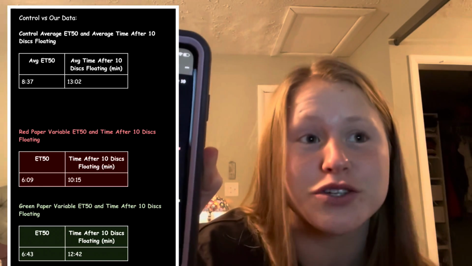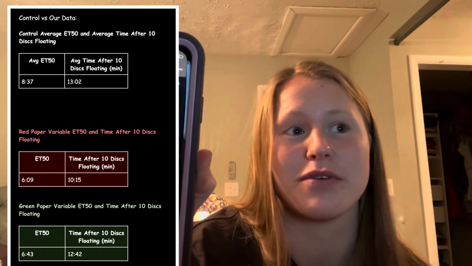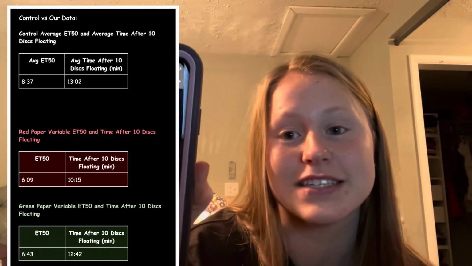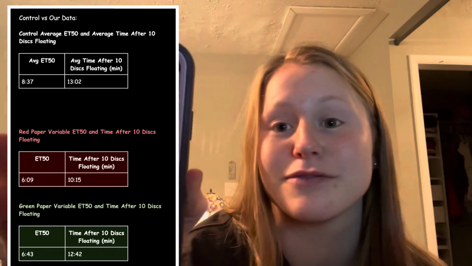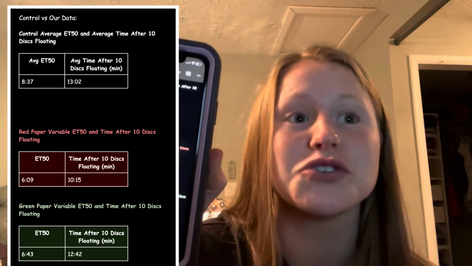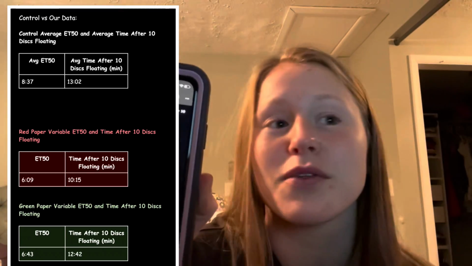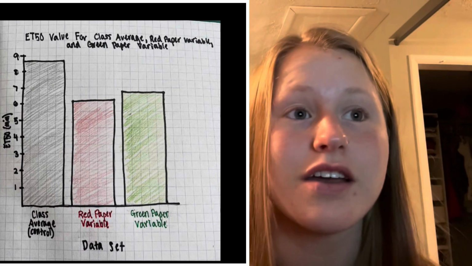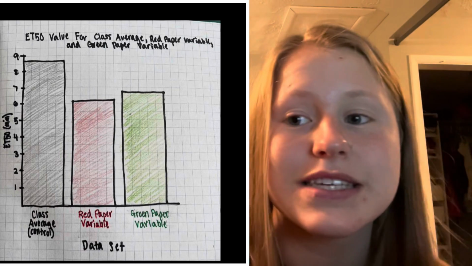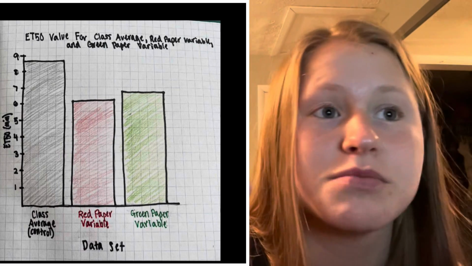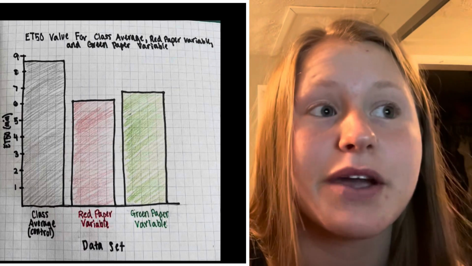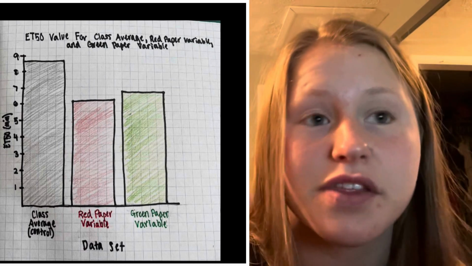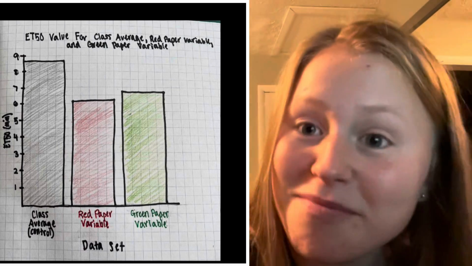Unfortunately, the other 2 lacked the same skills as the red paper. Green paper had all 10 discs rise by 12 minutes and 42 seconds, which is a full 2 minutes and even more time than the red paper. The ET50 model, modeled here on our graph, was at 6:09 for the red paper. You can see that photosynthesis was much quicker in the red paper compared to the control, and also faster than the green paper. Wow, amazing!